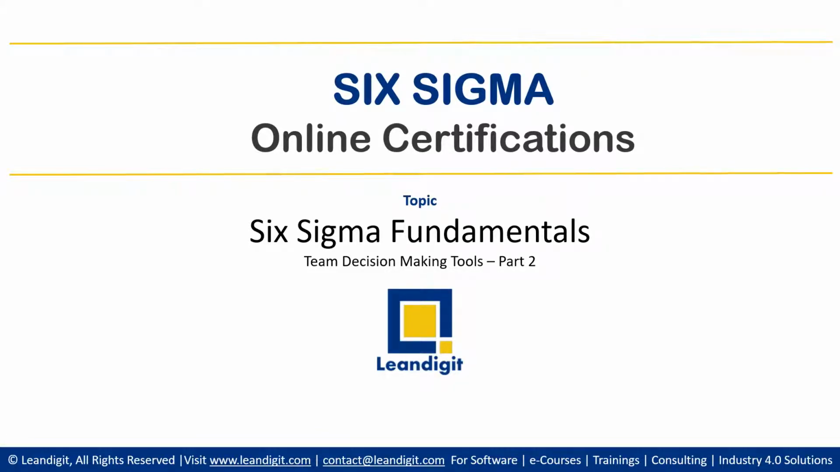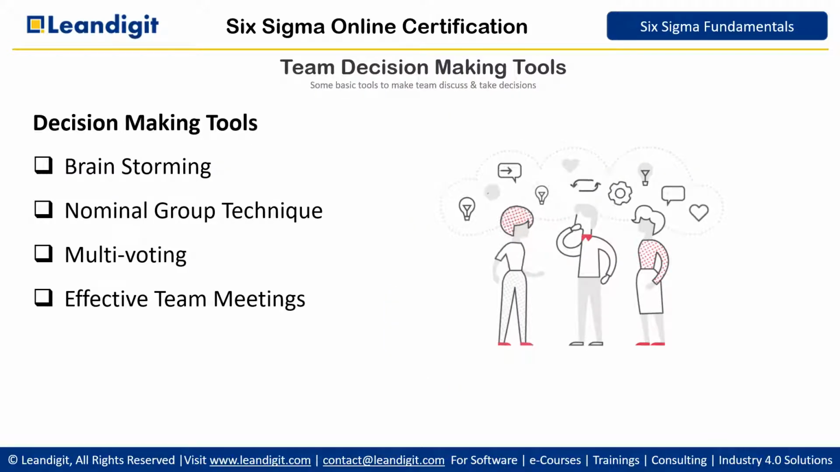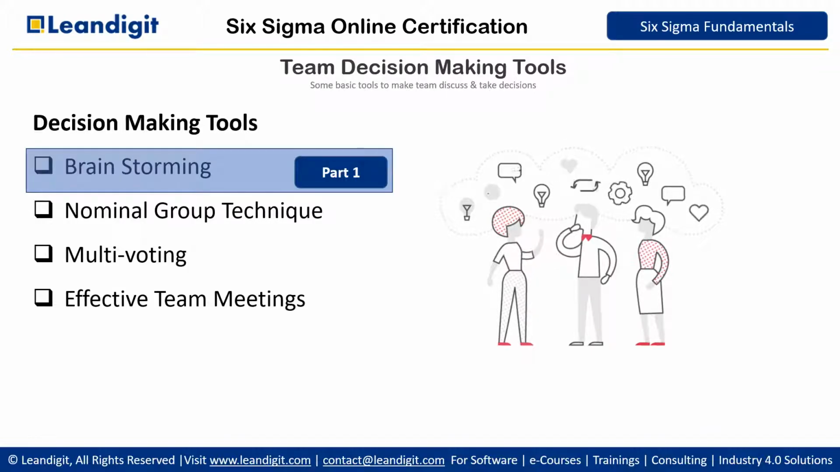We are on the topic Six Sigma Fundamentals, Team Decision Making Tools, Part 2. In Part 1, we studied brainstorming. Now in this video, we'll discuss nominal group technique, multi-voting and effective team meetings.